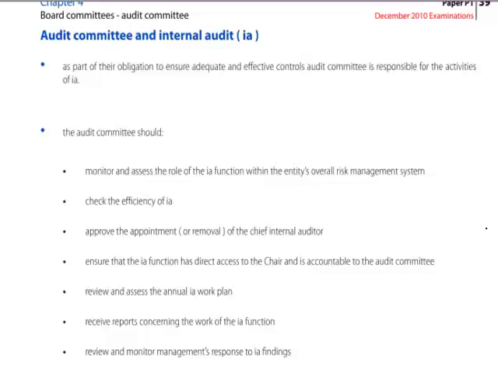So the Audit Committee is going to have to review and assess this annual internal auditor's work plan. They receive reports concerning the work of the internal audit function. We've worked on this, we've assessed these risks, and this is how we recommend that those risks shall be managed. We review and monitor management's response to the internal auditor's findings.